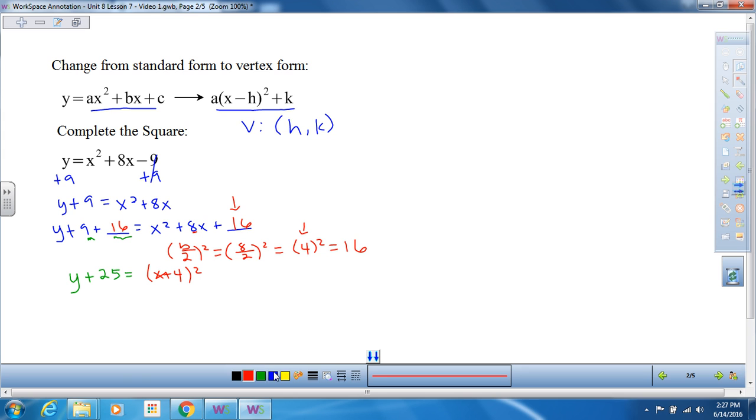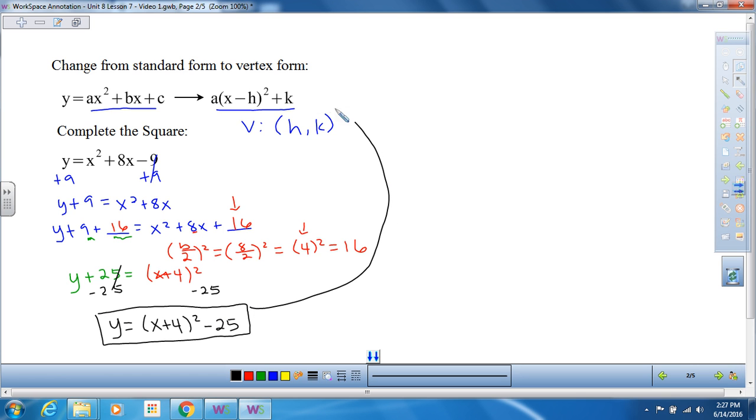Okay, well, I'm almost in vertex form. Just remember, for vertex form, you have y by itself on the left. So the last thing to do is subtract the 25 back over, so I have y by itself. Okay, this is now vertex form. It looks like this.